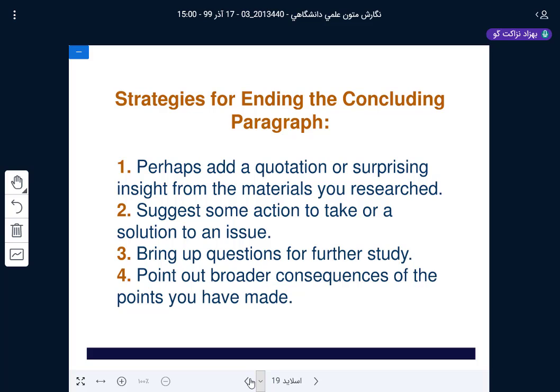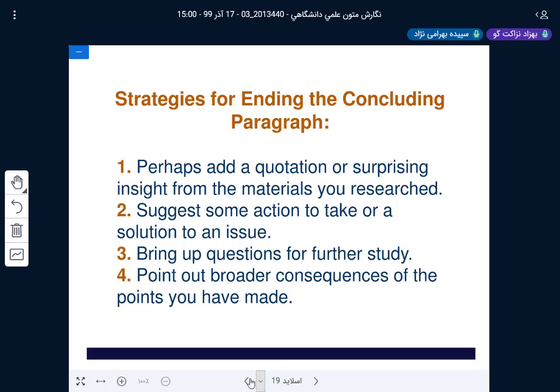Suggest some action. Go on. Suggest some action to take or a solution to an issue. If there is a problem and you want to offer a solution to that problem, this is a good place. So the solution to the problem comes here.